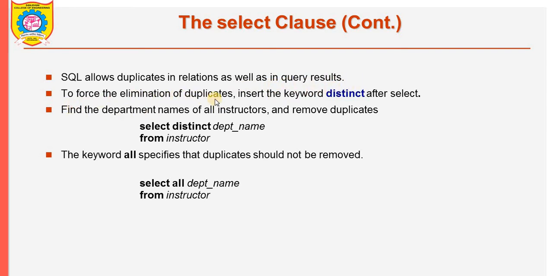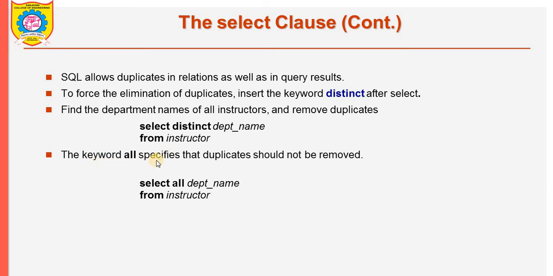To force elimination of duplicates, insert the keyword distinct after select. Let us see the example: find the department names of all instructors and remove the duplicates. If we are not using the distinct keyword, then with only the select clause, it will display the duplicate records also from the instructor table. If you add the distinct keyword after the select clause, then duplicate records will get removed.